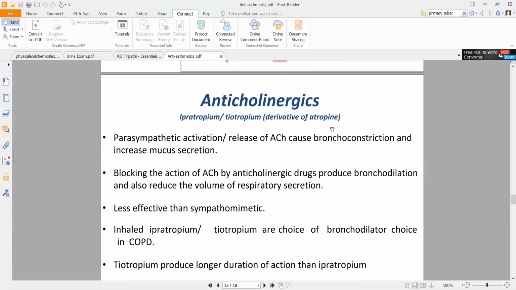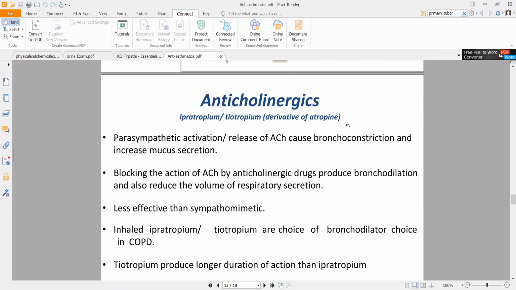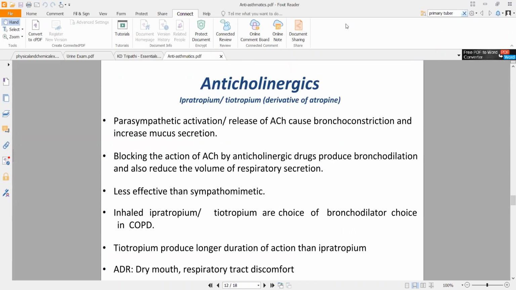So coming to the next class, anticholinergics. These are the other types of bronchodilators. I hope you understood what methylxanthines are. If you have any doubts, let me know. Okay. So coming to anticholinergics, the main drugs classified in this will be ipratropium bromide and tiotropium bromide. Okay.